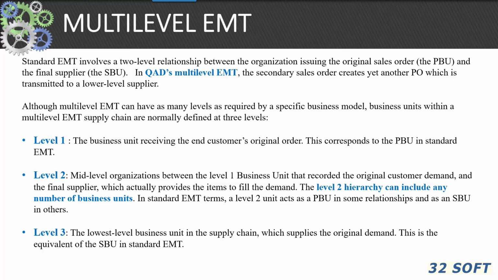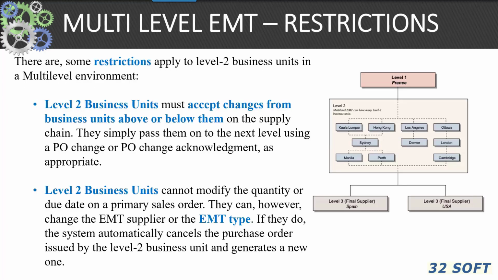Level 2 is the mid-level organizations between the level 1 business unit that recorded the original demand, and the final supplier, which provides the fulfillment of that demand. The level 2 hierarchy can be any number of business units. Standard EMT at level 2 acts as a primary of the business relationship and SPO to others. And then level 3 is the lowest level, the supplier that supplies the original demand, which is the equivalent of what we looked at in the standard.